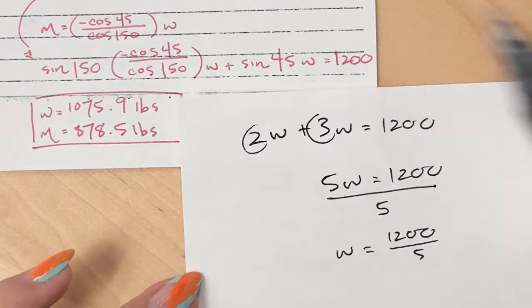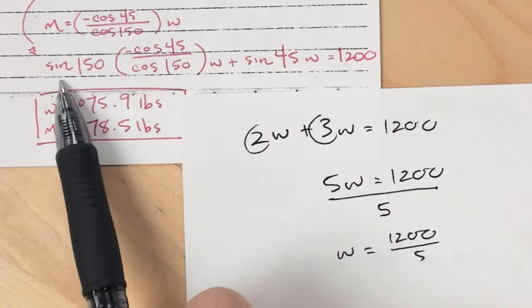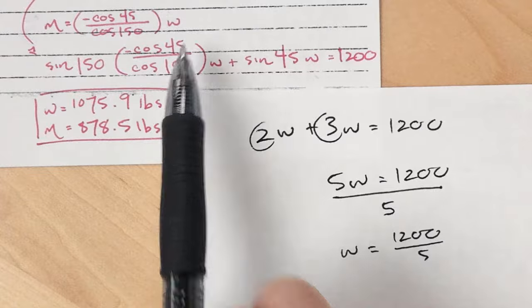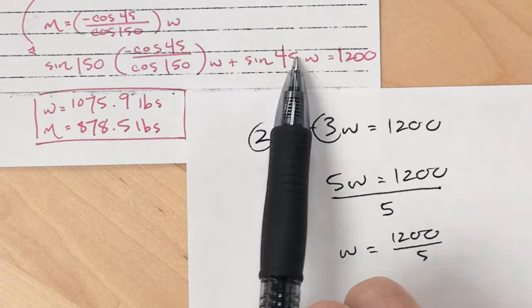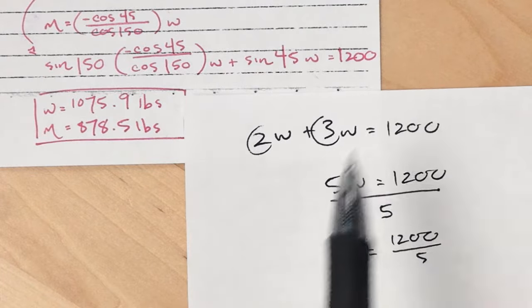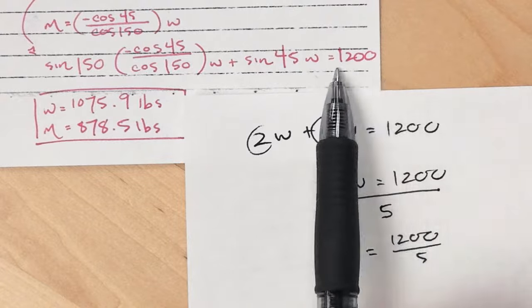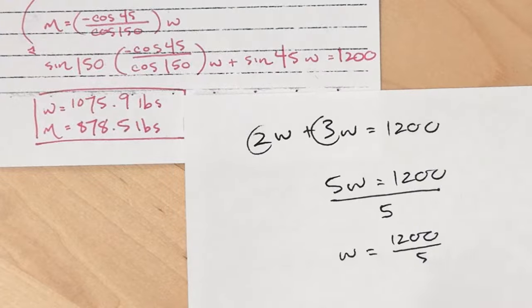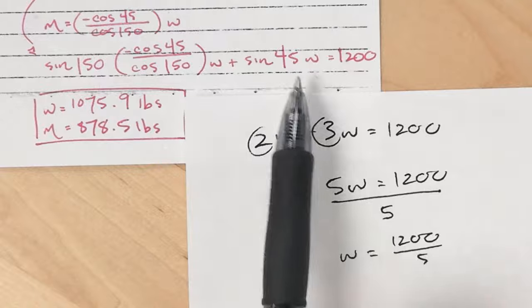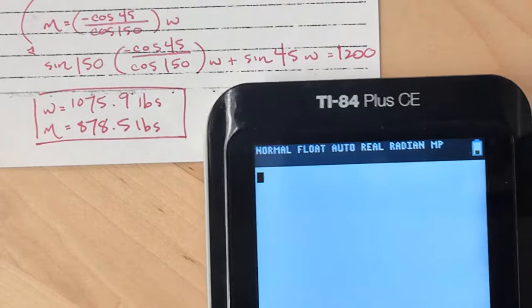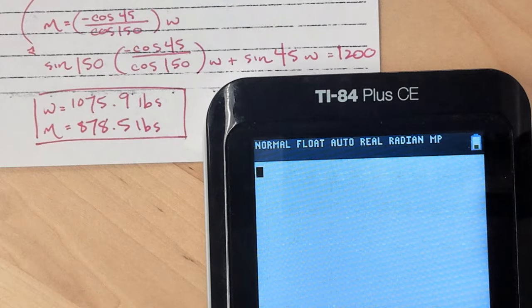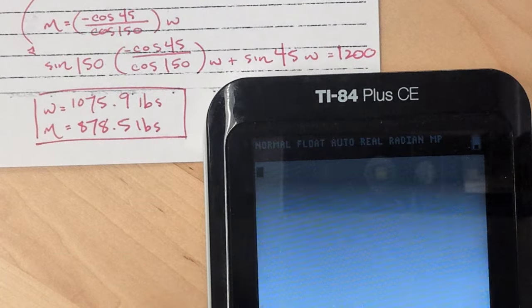It's the same concept. I add the sine of 150 times that and that. That would be like my 5. And then 1200 divided by whatever's in my calculator would give me my W. So I'm going to do it on my calculator so you can see it, okay? And you should really do it with me and pause it, okay?